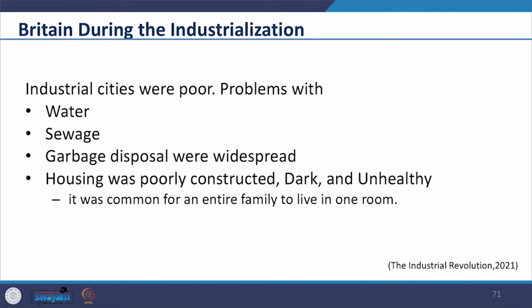As these new cities grew, inhabitants had to face tremendous political and social problems, the latter because living conditions in the working class industrial cities were poor. Problems with water, sewage and garbage disposal were widespread, while housing was poorly constructed, dark and unhealthy. It was common for an entire family to live in one room.